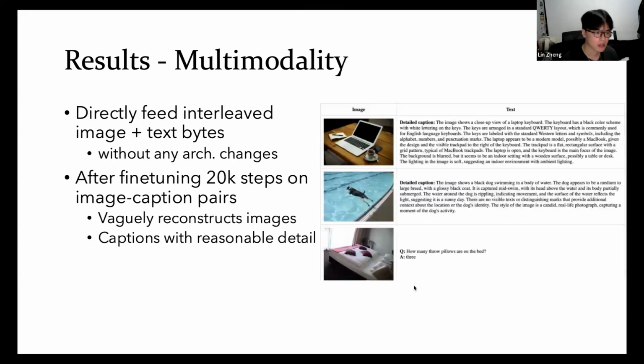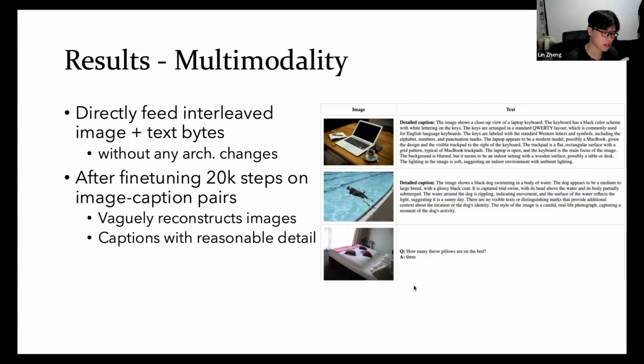But anyway, we can feed the interleaved image and text byte streams into the transformer model, the EvaByte model, for vision-language training. This step doesn't involve any architecture change.